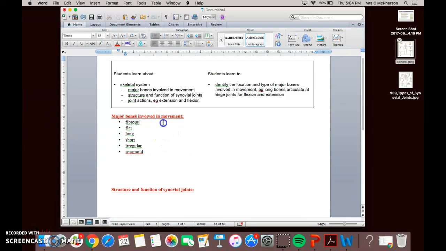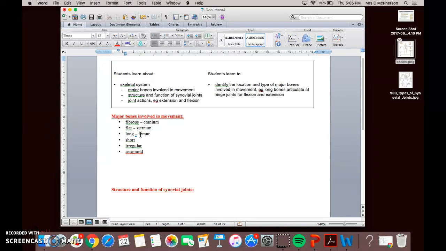Okay, so this is great, but you probably need to give me an example of each of these. It's not necessarily enough just to list them. So fibrous bone would be in the cranium, in the skull. A flat bone would be your sternum.